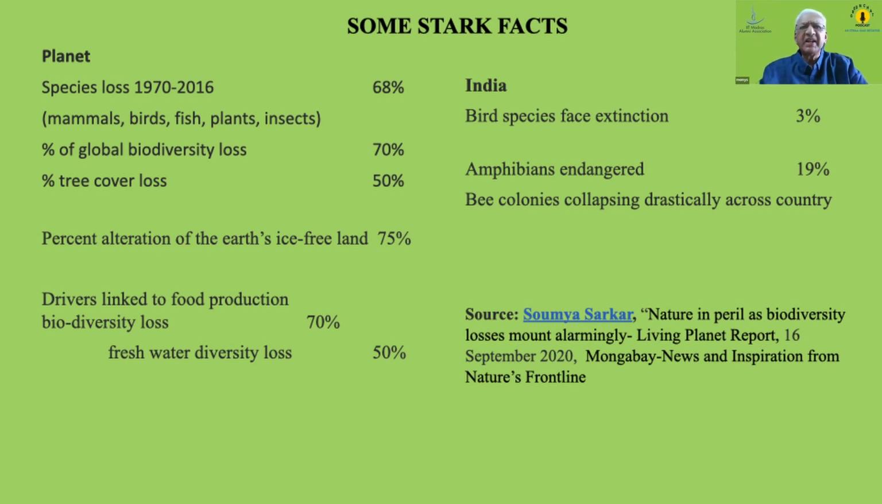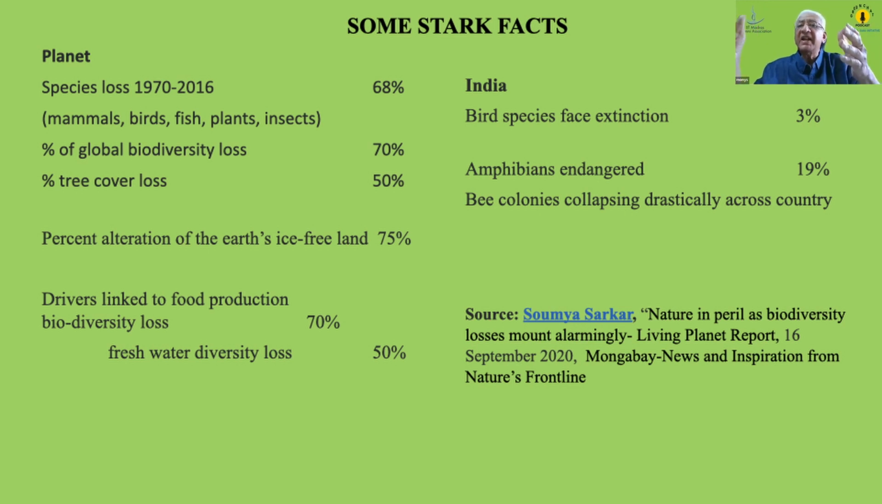During the last 50 years, we have lost 68% of species in the world. And when I say species, it means mammals, birds, fish, plants, and insects. There's a global biodiversity loss of 70%, and a tree cover loss of 50%. We spend so much of our efforts on agriculture that forest land is getting transformed. We have about 70% biodiversity loss due to conversion of land into agricultural land, and 50% freshwater loss. The percentage of ice land which has been altered is about 75%. And these are huge numbers, mind you. And this has happened in only the last 50 years.